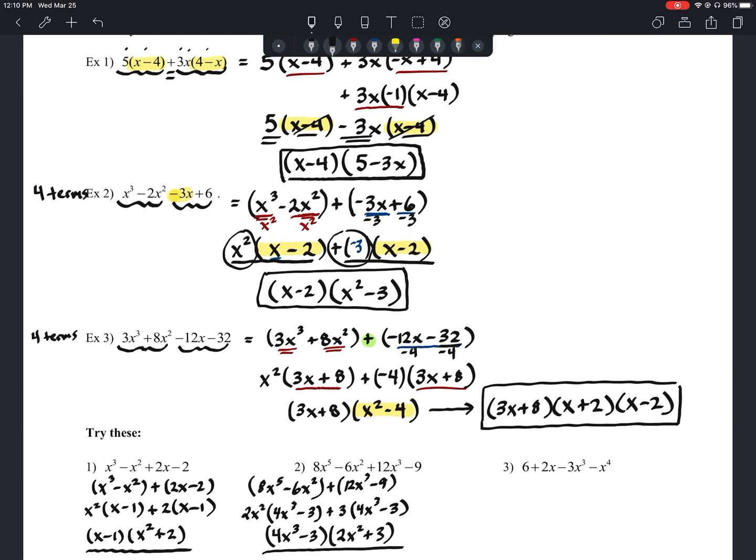Okay, now, as a side note for that one here, I'm going to jump up here just because I'm out of space at the bottom. What if we had regrouped this and said, hey, this is 8x to the fifth, and instead of the minus 6x squared, let's say we had plus 12x to the third, and then minus 6x squared minus 9. So what we ended up doing here is these two terms were flip-flopped. Let's see if this still works though.